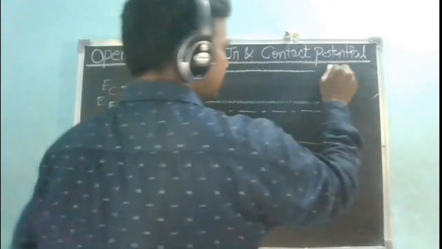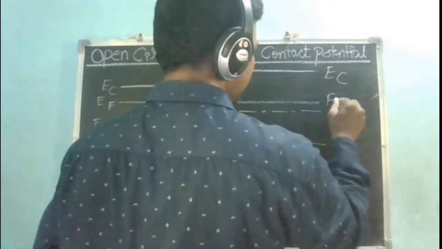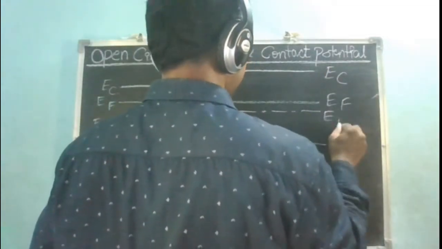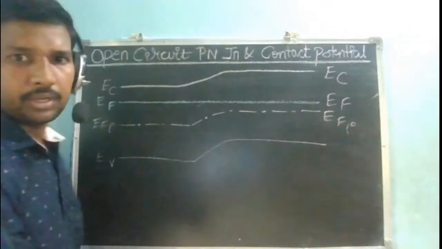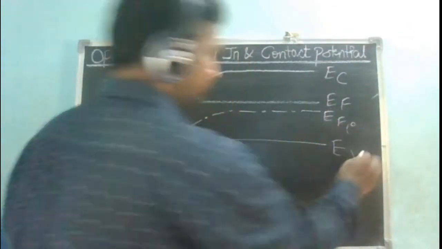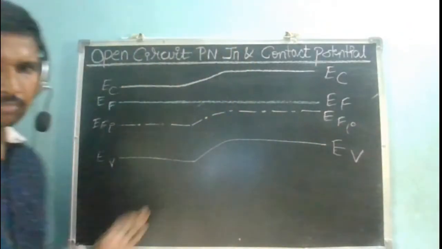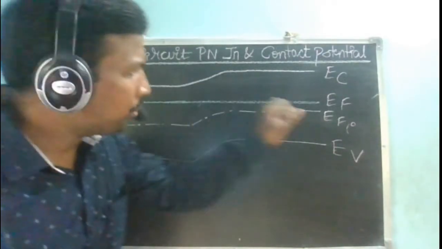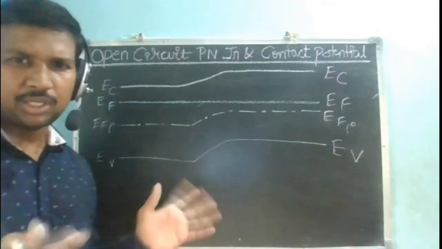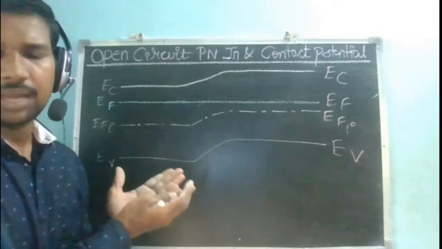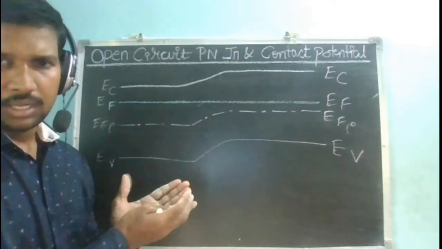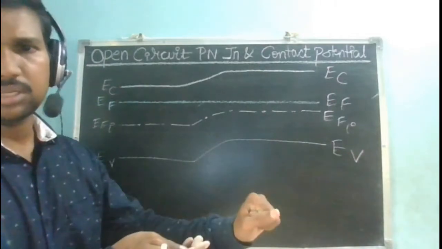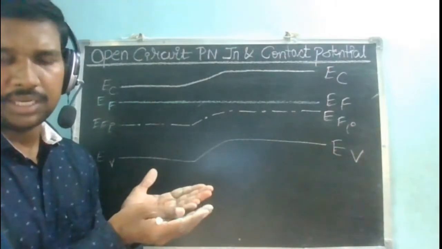Is this okay? This is EC, this is EF, this is EFI, and this is EV, right? Got my point? So now you tell me, once the equilibrium has been arrived, initially there is no equilibrium. Before I join my N1 and N2, is there any equilibrium? Individually N1 is in equilibrium, N2 is in equilibrium. When once I join them, it is taking some time.